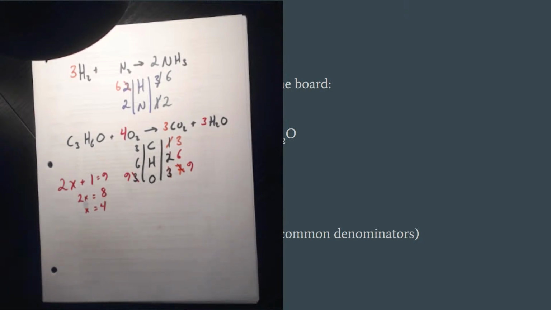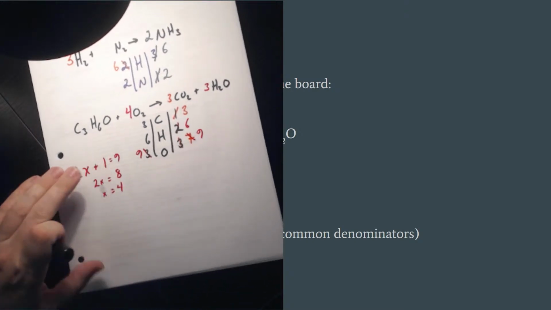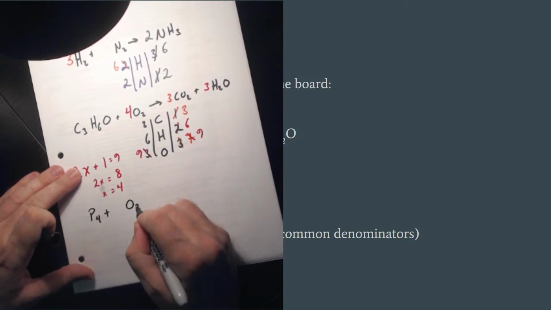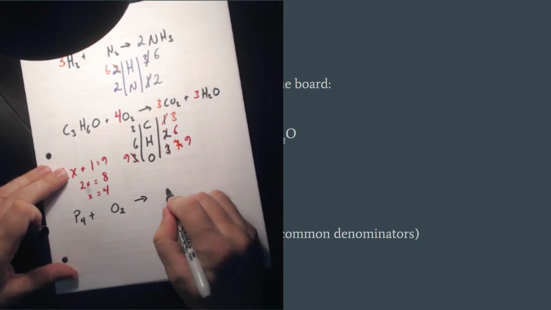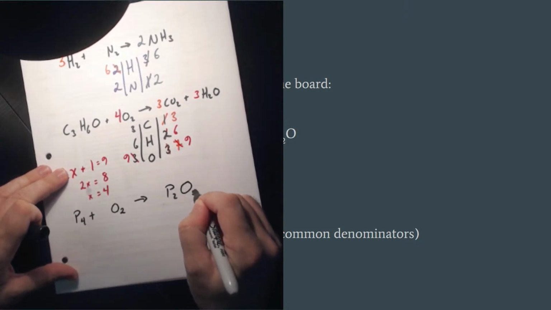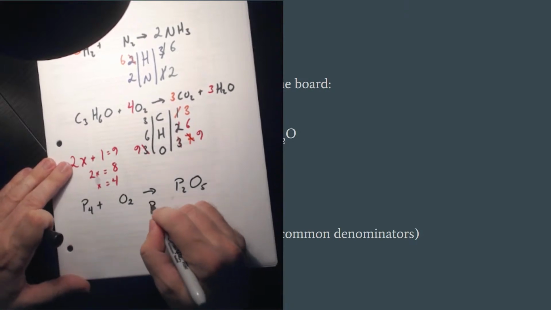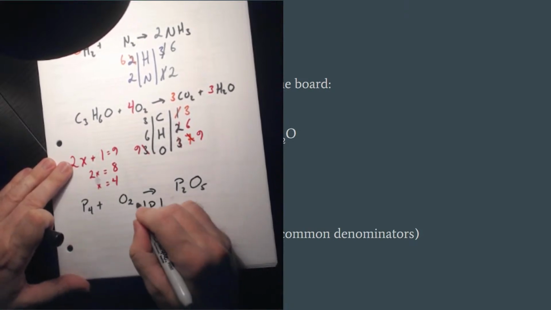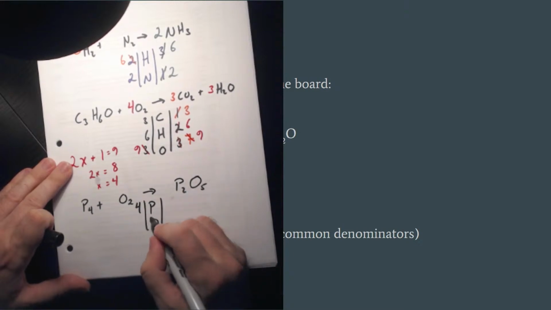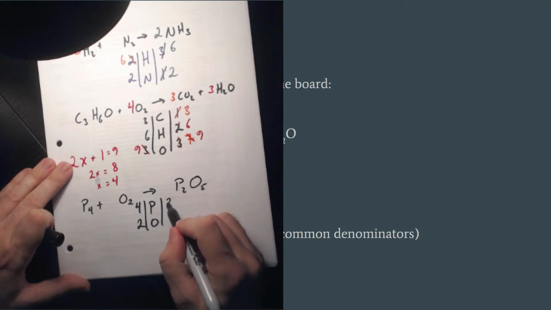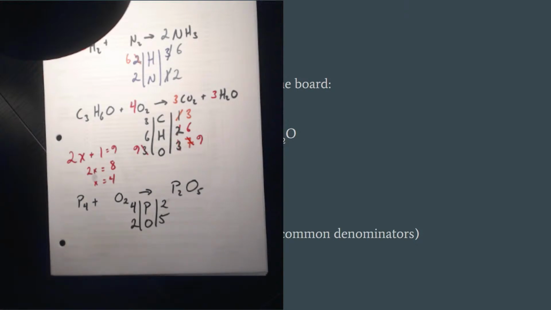Okay. So now let's go ahead and do this last problem. Let's commit a war crime with a bit of phosphorus and oxygen, making diphosphorus pentoxide. All right. So all we have is phosphorus and oxygen. We have 4 atoms of phosphorus and 2 atoms of oxygen. And over on the right, we have 2 atoms of phosphorus and 5 atoms of oxygen.